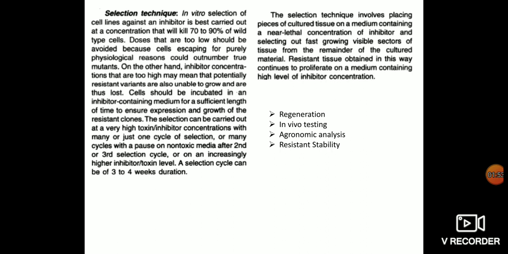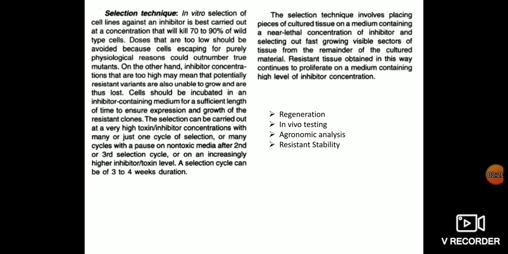Then about in vivo testing. What is meant by in vivo testing is that it is important that the plant obtained from the culture selected for a particular toxin should be critically examined for expression and inheritance of the resistant character. So we want to find out whether the resistant character is expressing or not. For that we need to test whether the tissue or the cell has the particular character or not. That is what is called in vivo testing.